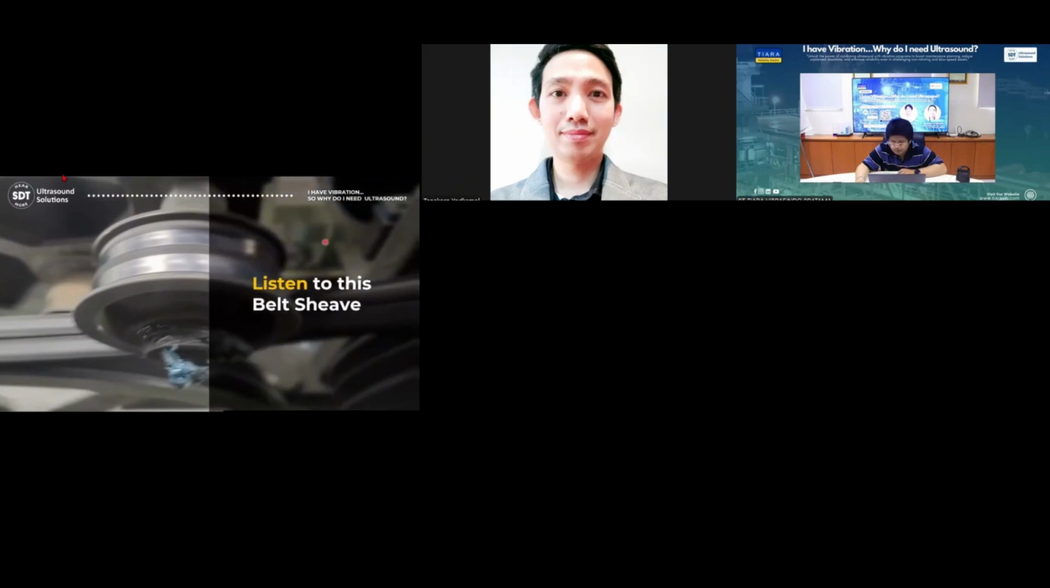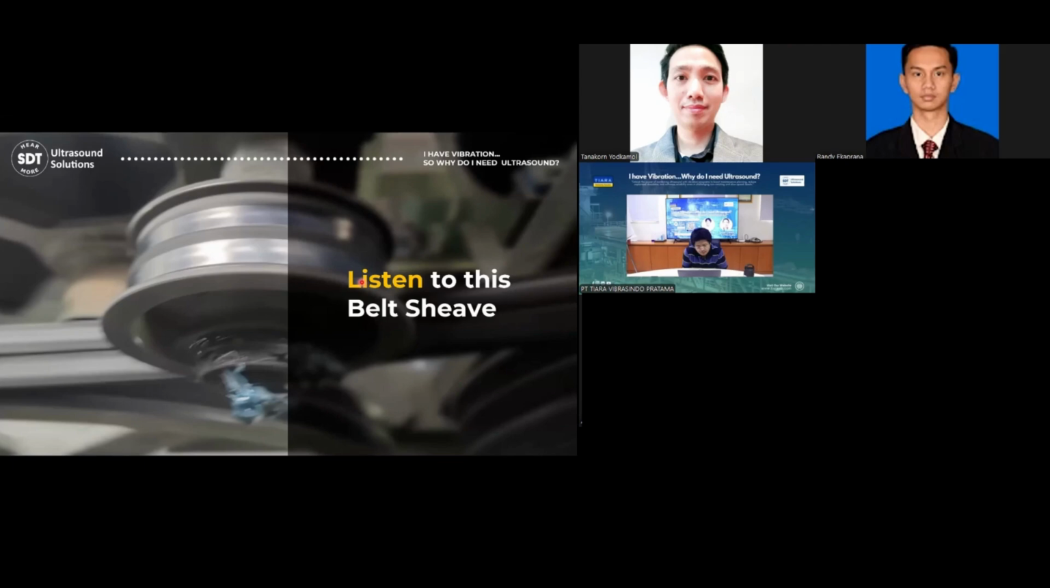In this picture, we listen to this belt shaft. When you see the picture, what do you think about this? You cannot hear it with your ear, because your ear hears only audible sound. But with our ultrasound detector, you can listen to the sound the belt shaft generates, and you can know whether the belt has an abnormal condition or abnormal operation or not.